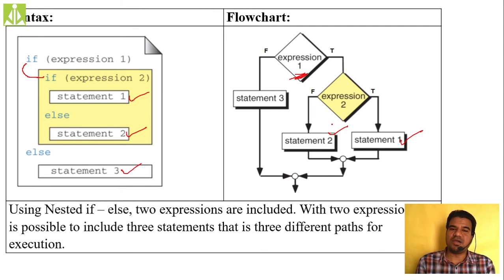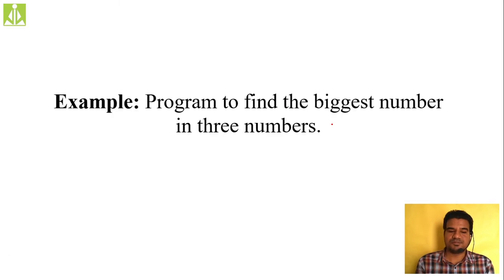Okay, so if you have two expressions, we can include three possible paths, and based on the behavior of those two expressions, any of the possible paths will be selected for execution. And which path will be selected, I have already made clear. When expression 1 is true, then expression 2 will be checked, and if expression 2 is also true, then statement 1. If expression 2 is false, then statement 2. If expression 1 itself is false, then statement 3 will be evaluated.